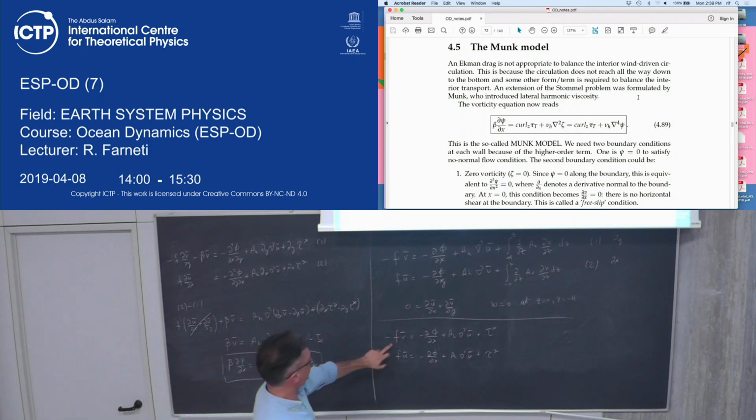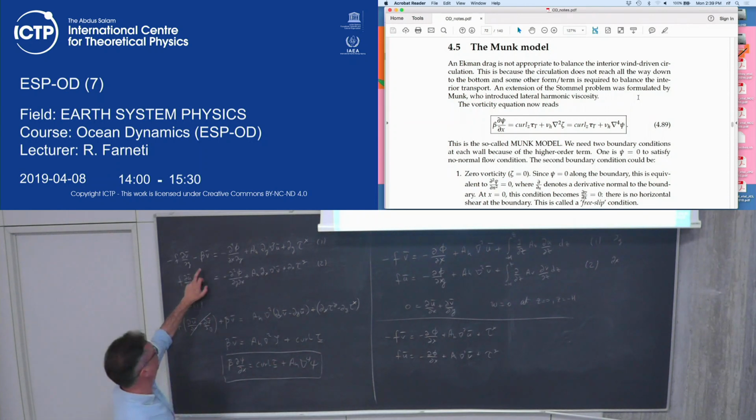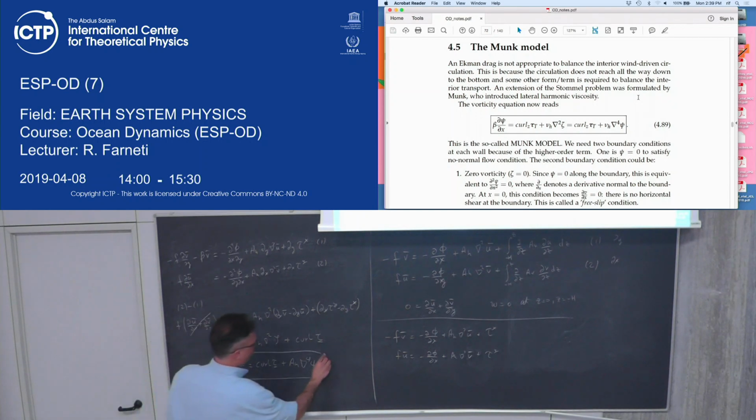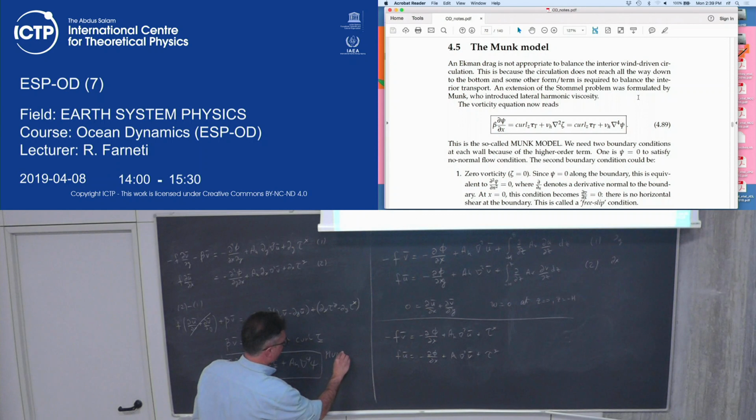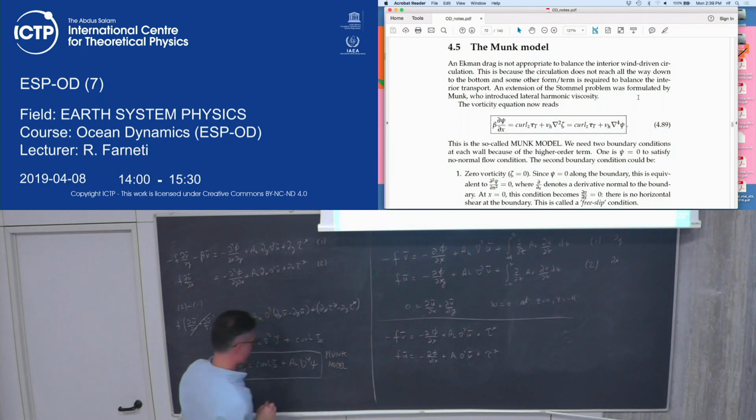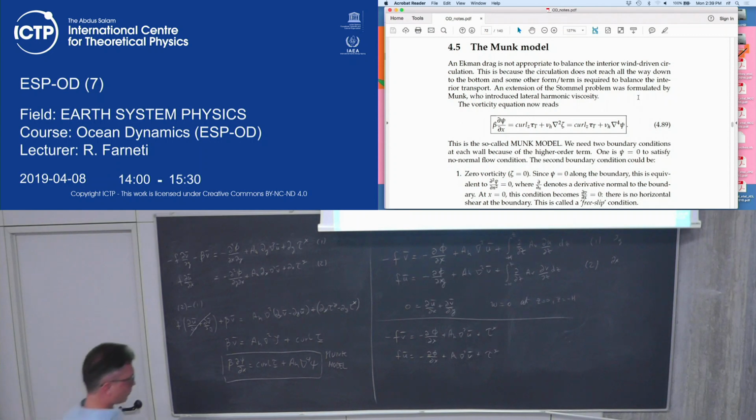You can take the curl of this. So you take the d by dy of this one and d by dx of that one minus the other, just take the curl, and you recover the Munk model, okay, which is including biharmonic friction, lateral, and aside.